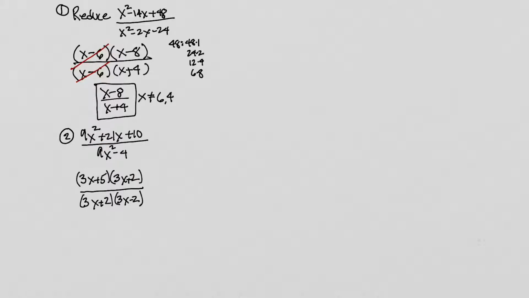And now I can see what happens here is that this 3x plus 2 will cancel with that one. And that will leave us here with 3x plus 5 over 3x minus 2. And this is going to work as long as x is not equal to, all right, take it back one step here. What's going to give us 0 in the denominator? Negative 2 over 3. So I'll get negative 2 over 3. And from this one, positive 2 over 3.